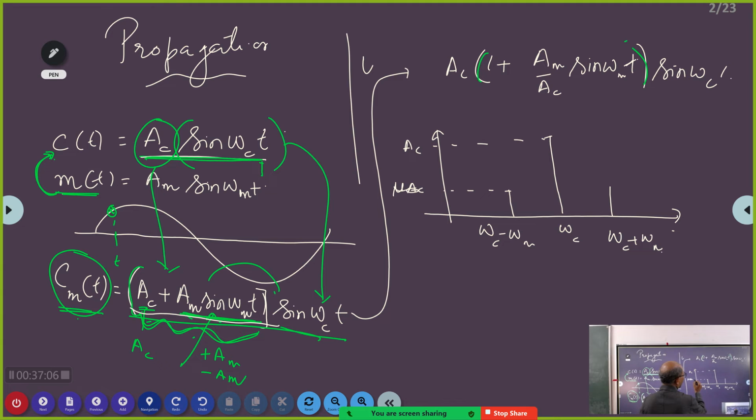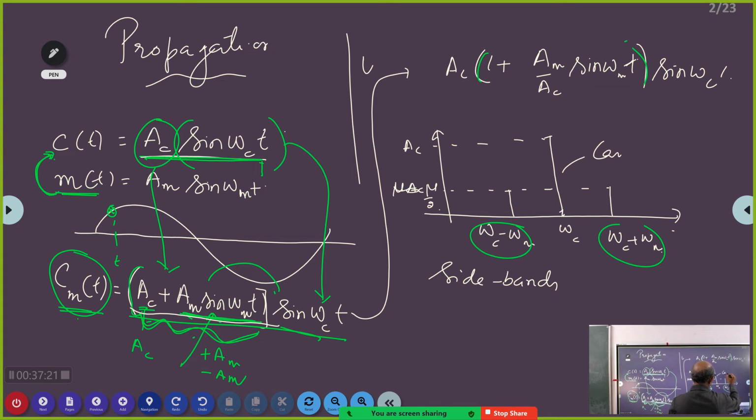Mu Am by Ac, isn't it? So you will get mu Ac by 2 as the amplitude of this. And these two are called side bands. Side bands. And this, of course, is the carrier. Correct? Sorry, mu, this is mu Ac. I have written it correctly. Mu Ac by 2. These two are called side bands. Are you with me?